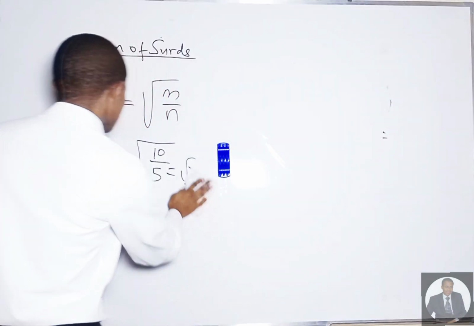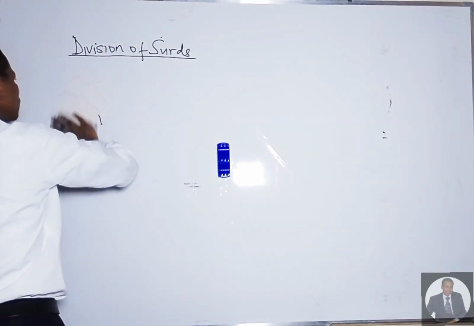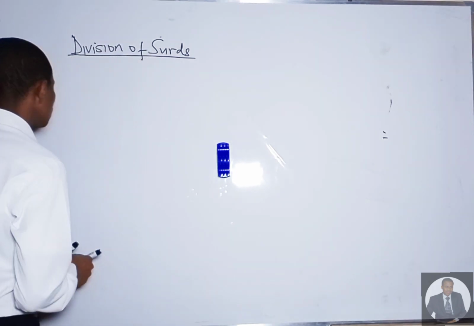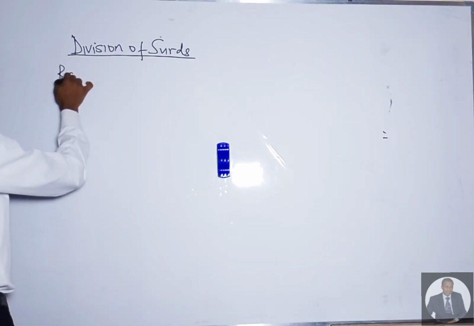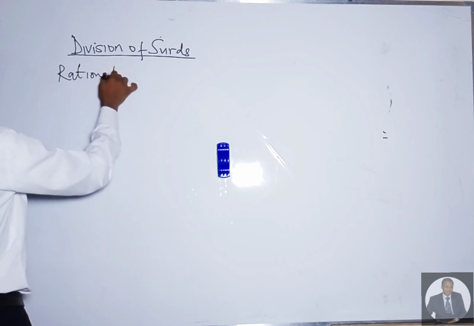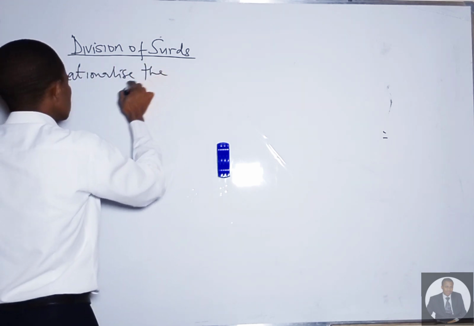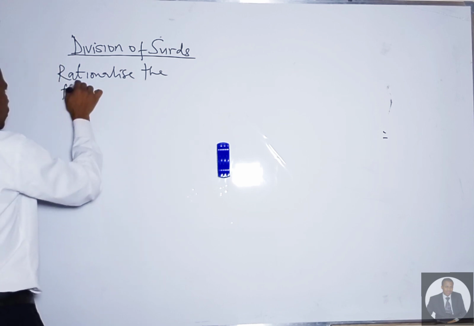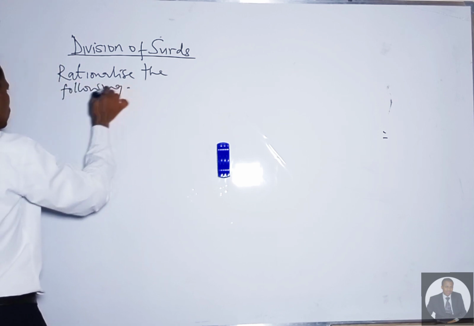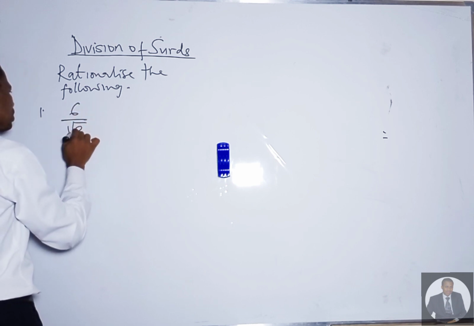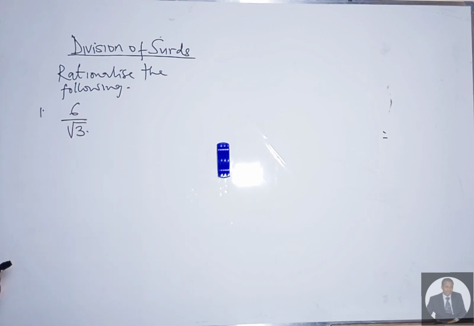Let's consider some questions so that we can familiarize ourselves with the rules. Rationalize the following. We have 6 over root 3. How do we do this?